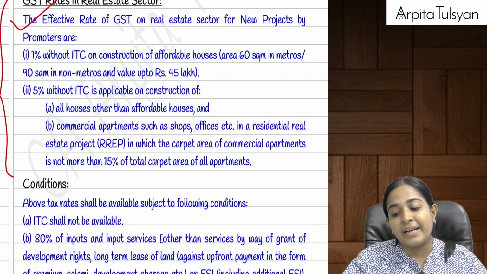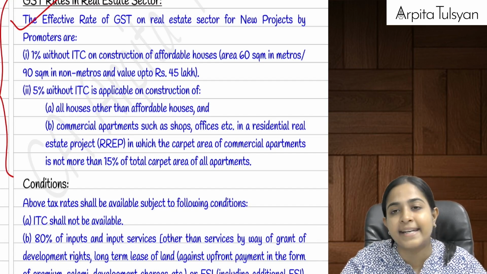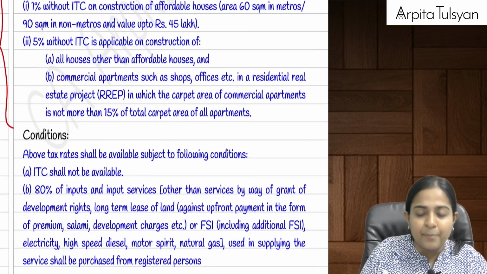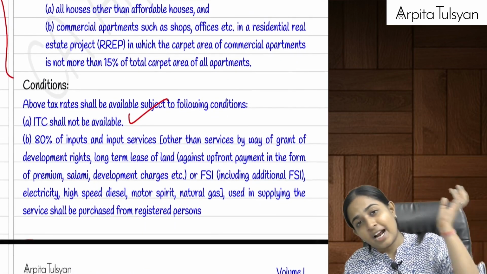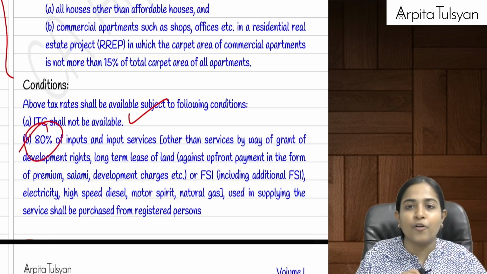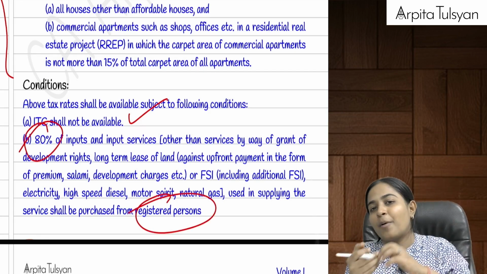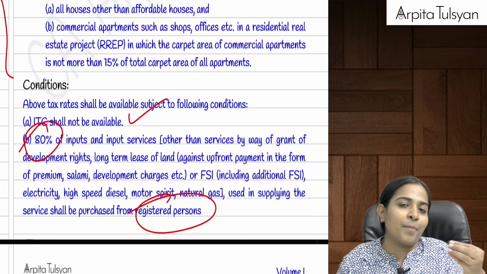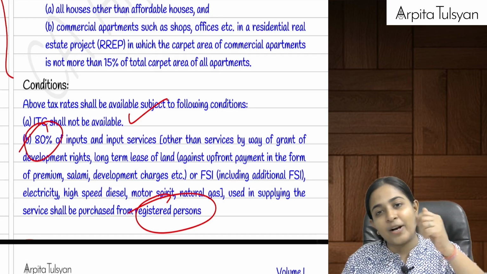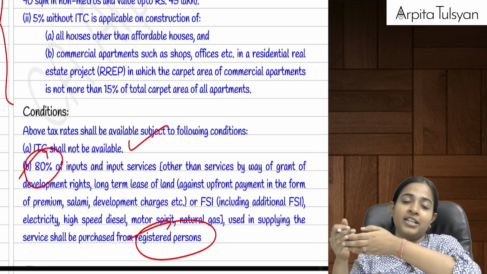But these rates will be applicable only when ITC is not taken by the builder. Now there are some conditions. First of all, they cannot take the input tax credit. The second condition is that whatever are their inputs, inputs of goods or inputs of services, 80% of it should be from registered persons. Because if they purchase from unregistered persons, then anyway they will not be paying any GST on their inputs. So this is a loss of revenue to the government. And anyway they are not eligible for any ITC, so their cost goes down. And anyway on their outward supplies, the GST is also payable at very low rates.